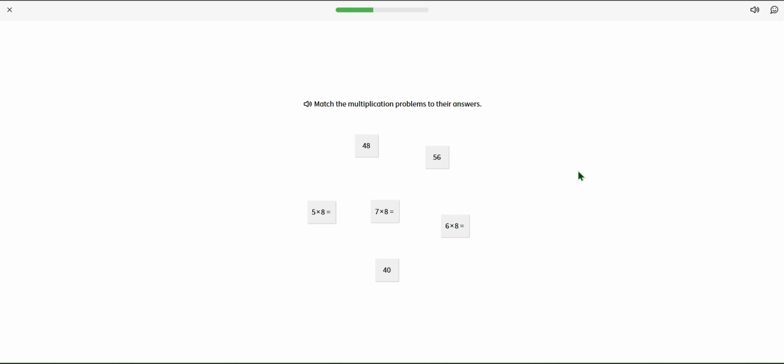I'm going to try to do it in order. 40 is 5 times 8. 48 goes with 6 times 8. And 7 times 8 is 56. Last one, we're going to go 64 goes to 8 times 8. "I ate and I ate and I threw up a 64" is a really, really good phrase to help you remember that. 9 times 8 is 72. And 10 times 8 is 80.